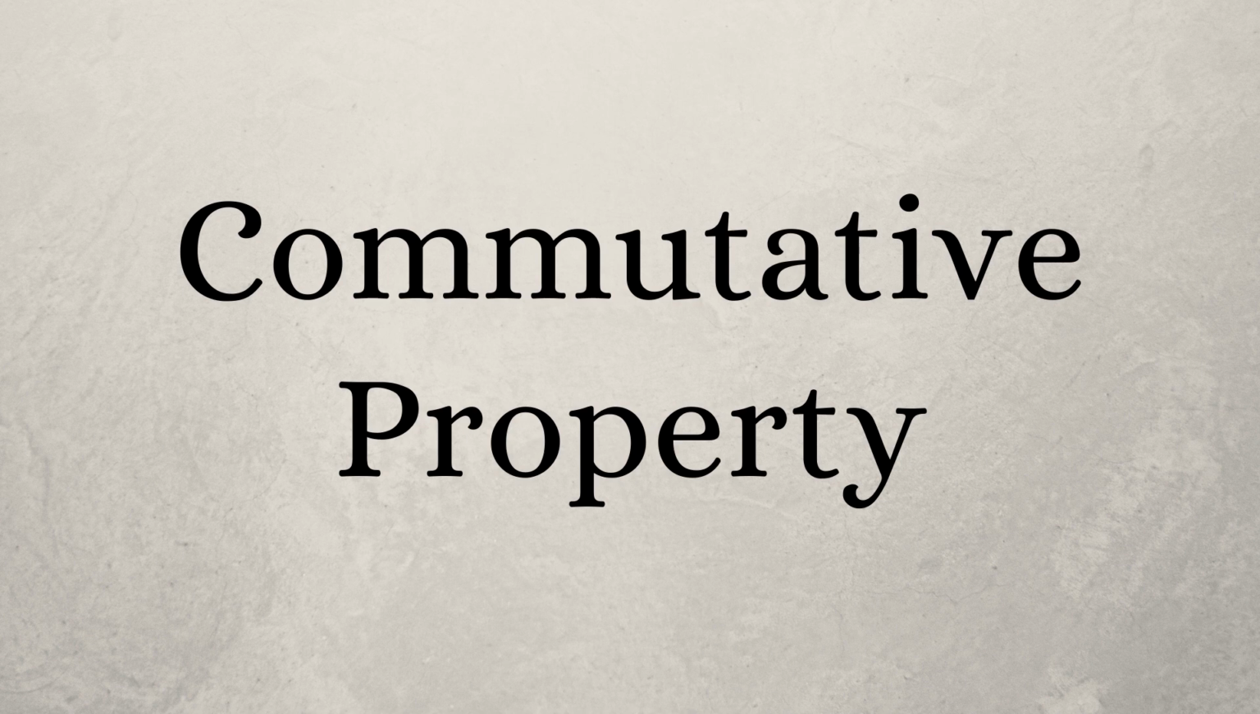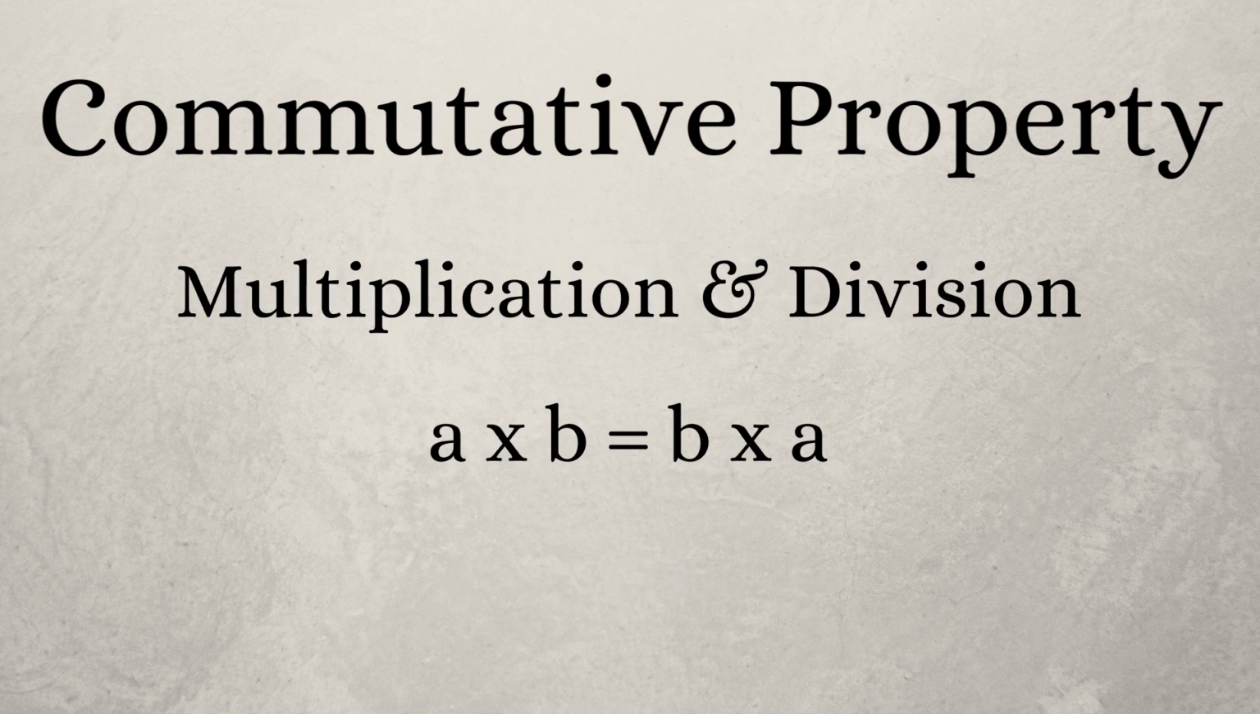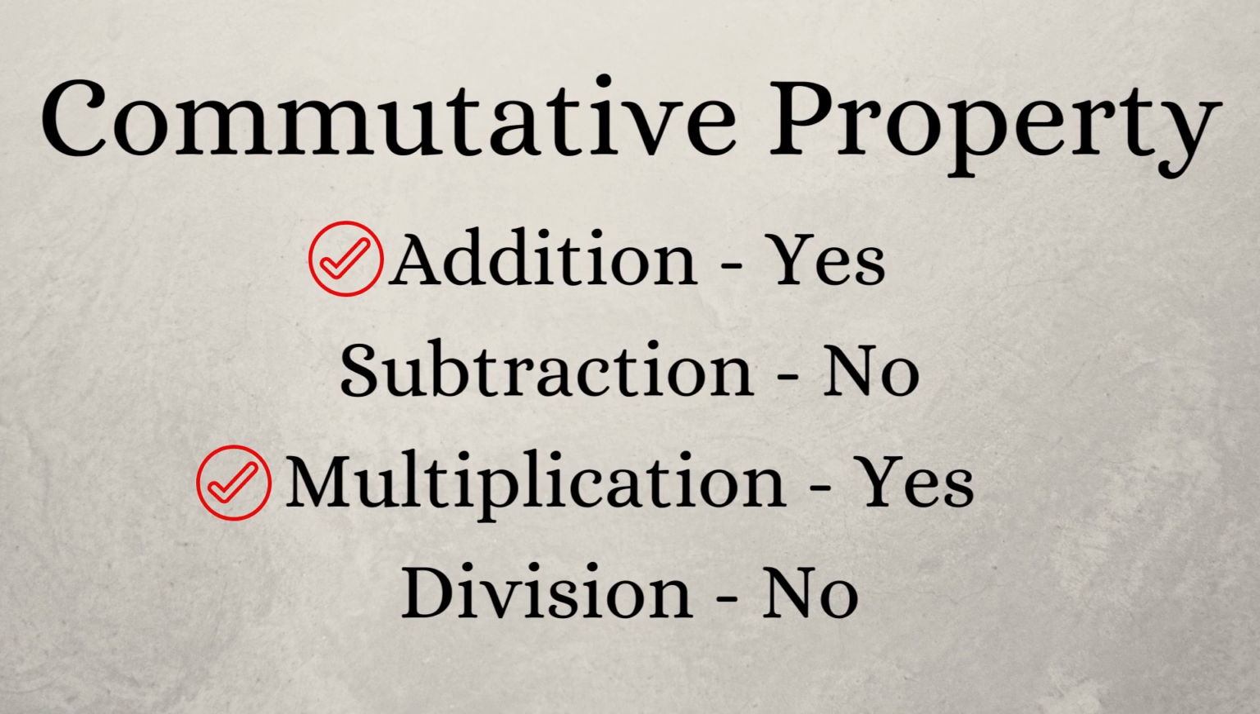Moving on to commutative property. If a and b are integers, a plus b is always equal to b plus a. Subtraction: a minus b is not equal to b minus a. Multiplication: a into b is always equal to b into a. And division: a divided by b is not equal to b divided by a. So the commutative property holds good only for addition and multiplication.